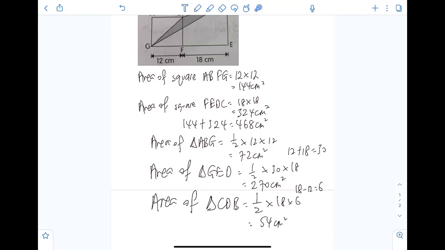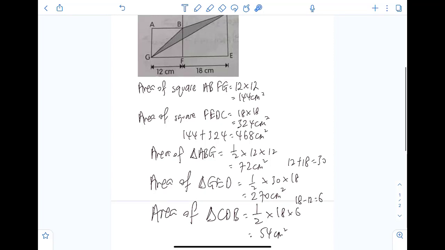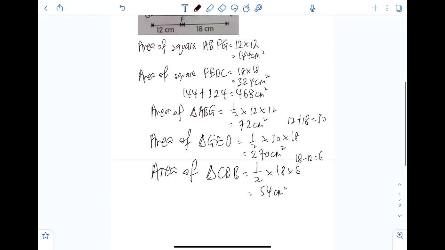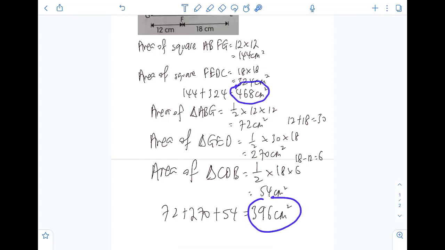And we add these three unshaded triangles. Okay, so that will be 72 here. The bigger one is 270, and the smaller one we just found, 54. Add them up together. 72 plus 270 plus 54, 396 square cm. And we take the total area which we had earlier, minus this off.